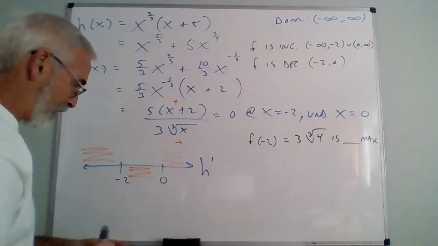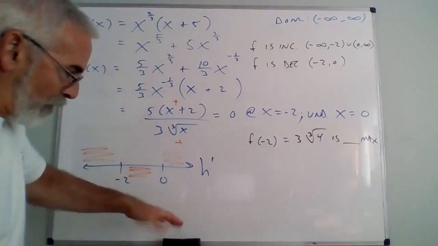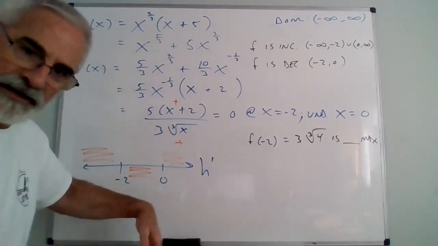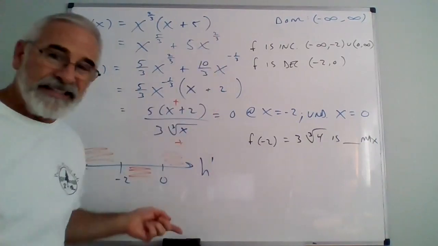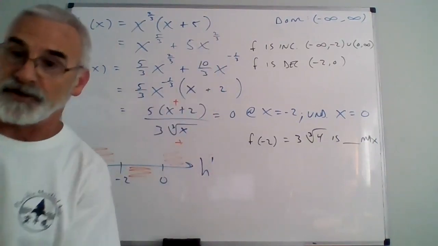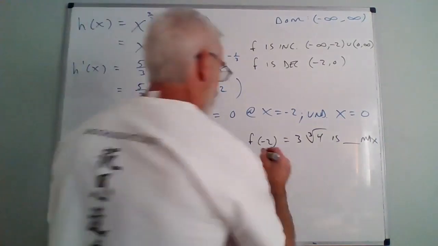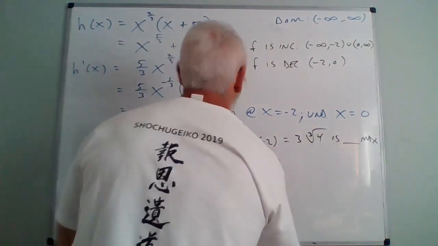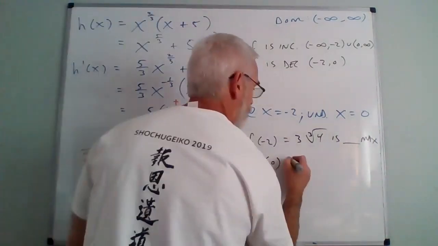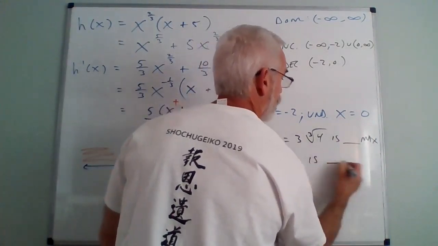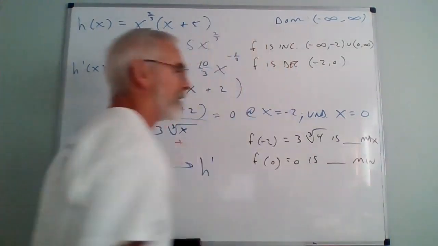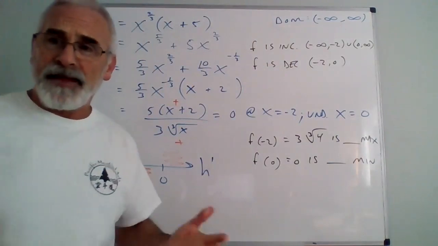Now, at zero, something weird happened. It was going down and something wonky happened at zero. That's wonky. And then it came back up again. I don't exactly know what's happening at zero, but I do know it turns around at zero. So f of zero, which is zero, is the min. Now, how do I figure that next part out?